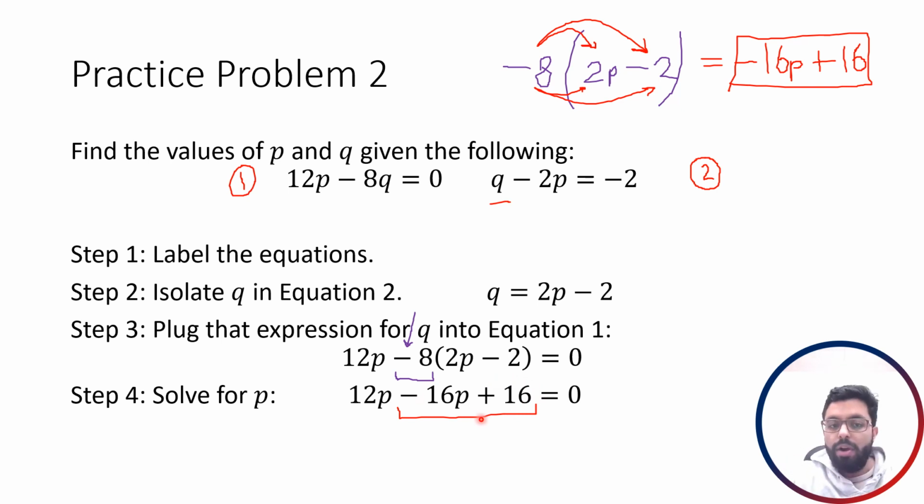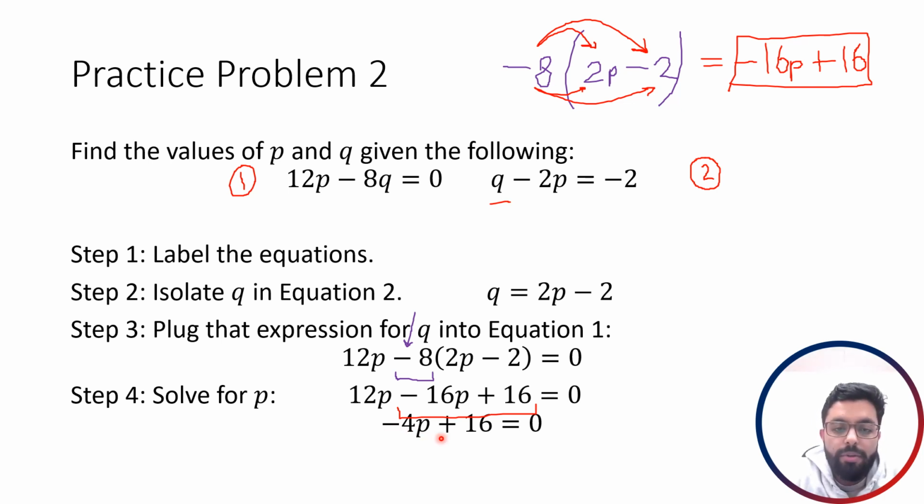It's a one variable problem. We can take this 12p minus 16p, that's -4p plus 16. So you see where the minus signs are, I just didn't want you to get lost with the minus signs. Don't lose that minus sign, because otherwise you'll get a different answer.